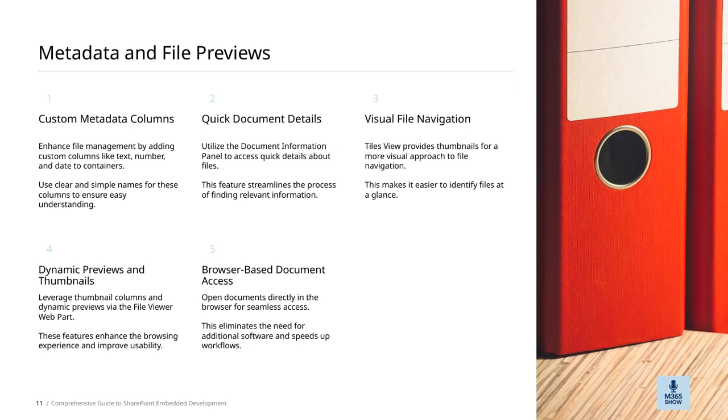Finally, we can boost our file management by adding custom columns to our containers, such as text, number, or date fields. It's important to use clear and simple names for these columns so everyone understands what they represent, which helps keep our metadata organized and accessible. Altogether, these tools and features are designed to make document handling more intuitive, faster, and more organized, fitting perfectly into our overall goal of creating a more effective SharePoint environment.